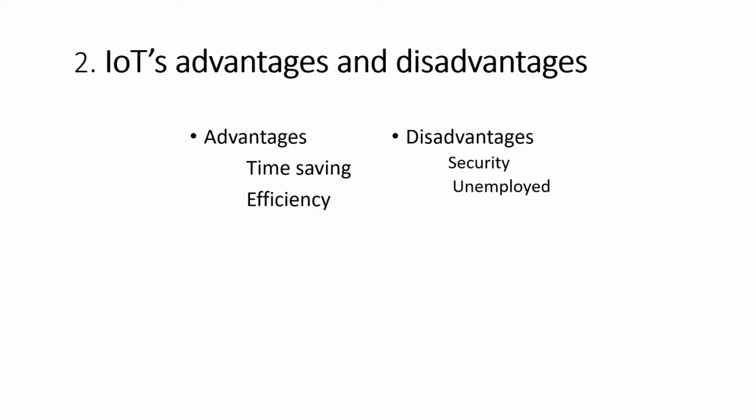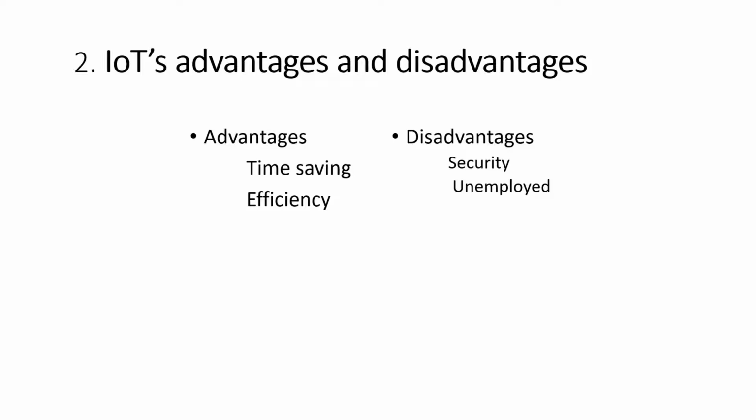Okay, next, let's talk about IoT's advantages and disadvantages. We will not talk about all of them, only some of them. The first is advantages. The biggest advantage is that IoT can help users save a great deal of time. For instance, users don't have to operate the water heater and wait for warm water to take a bath. The heater can be turned on automatically when the user is getting close to the house.